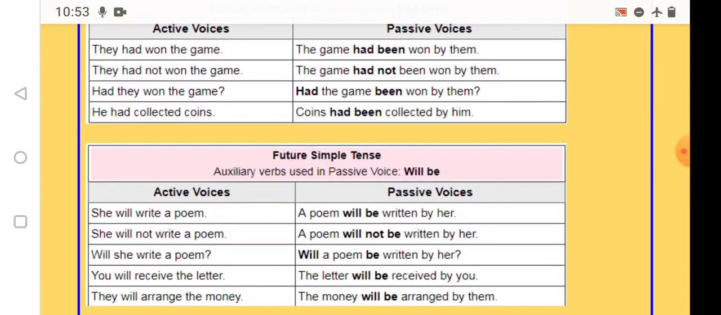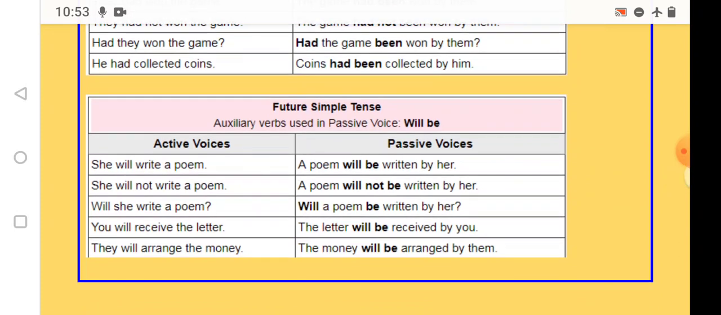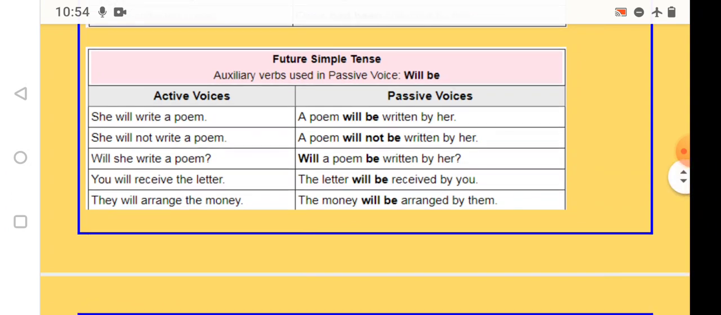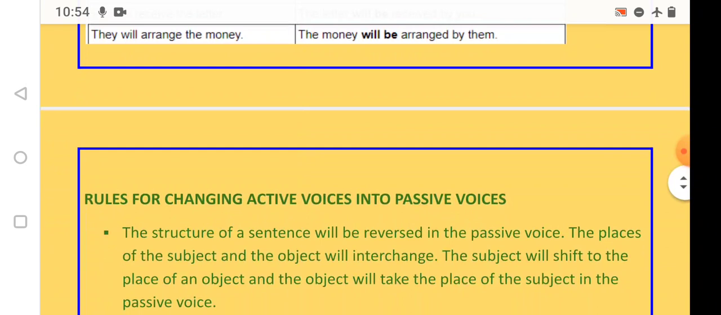Future simple tense. The auxiliary verb used in passive voice is will be. In active voice, she will write a poem. A poem will be written by her. She will not write a poem. A poem will not be written by her. Will she write a poem? Will a poem be written by her? You will receive the letter. The letter will be received by you. They will arrange the money. The money will be arranged by them.